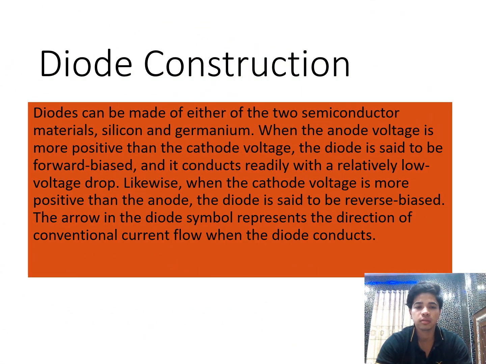Diode construction. Diodes can be made of either of two semiconductor materials, silicon and germanium. When the anode voltage is more positive than the cathode voltage, the diode is said to be forward biased, and it conducts readily with a relatively low voltage drop. Likewise, when the cathode voltage is more positive than the anode, the diode is said to be reverse biased. The arrow in the diode symbol represents the direction of conventional current flow when the diode conducts.